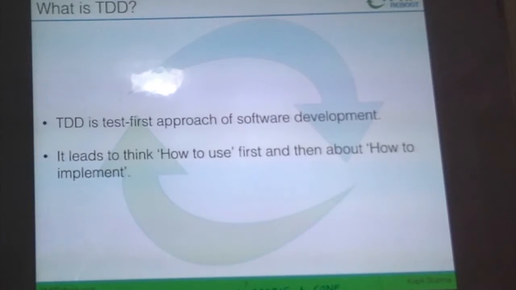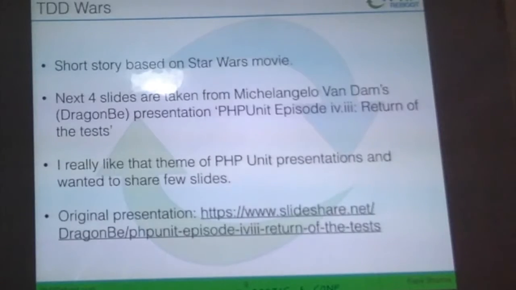So what is TDD? It's a test first approach of software development. First test, and then write the code. It needs you to think how to use first and how to implement second. Whenever I am writing code, I first need to identify how I will use it, because my test cases are going to use it. And once you know how to use it, then you think how to implement it. Here is a small demo for that.